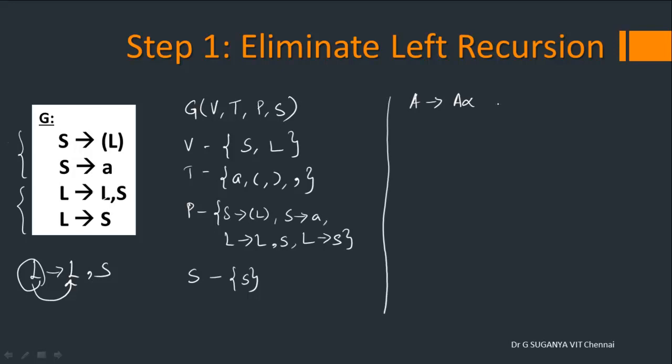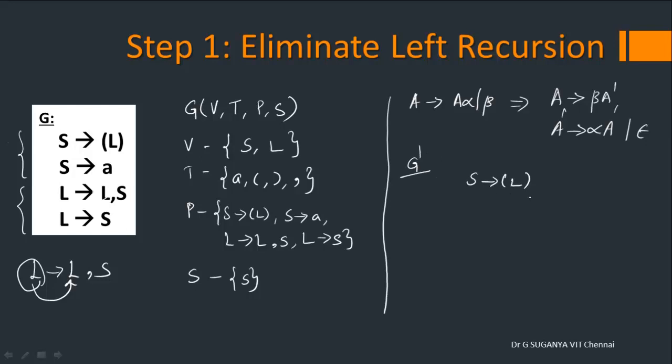When you have A gives A alpha or beta, where this is an alternate that starts with the same symbol and this is an alternate that doesn't start with that symbol, you can replace it by a sequence of productions. A gives beta A dash, which is the alternate that doesn't start with the same symbol, followed by a new non-terminal, and A dash gives: remove that recursive non-terminal and use the rest of the symbols followed by A dash, or epsilon. So now the resultant grammar G dash will look like this.